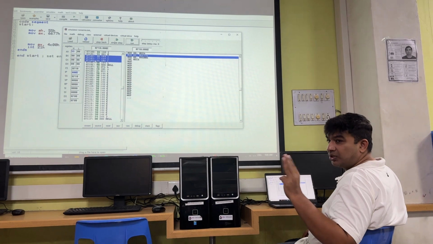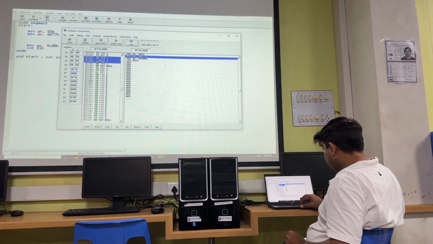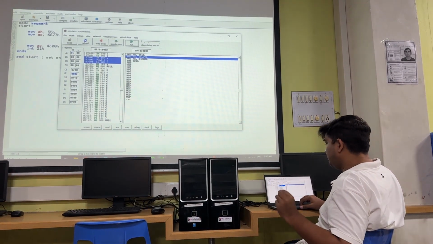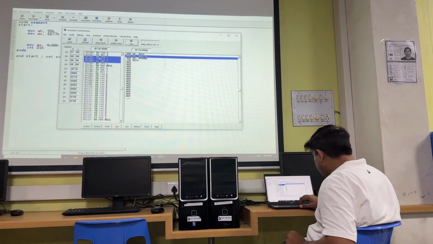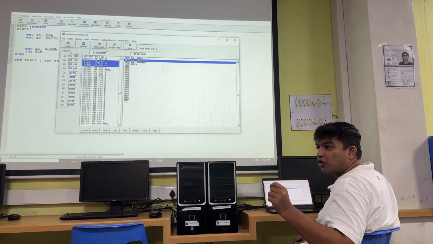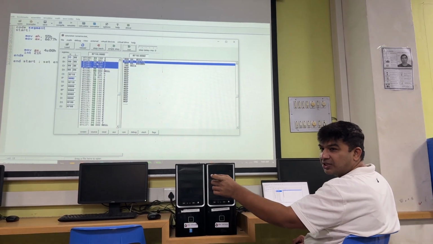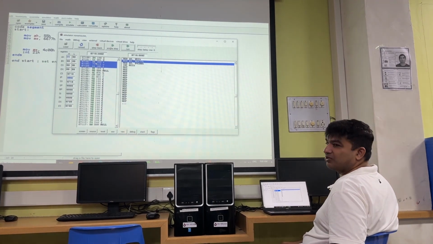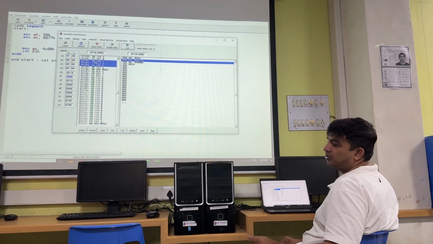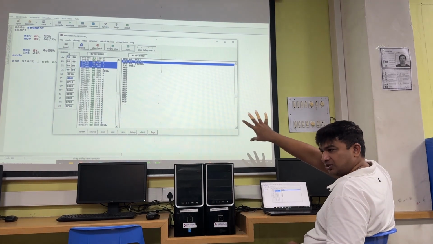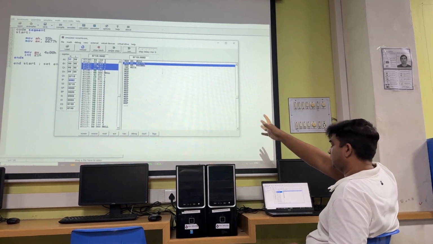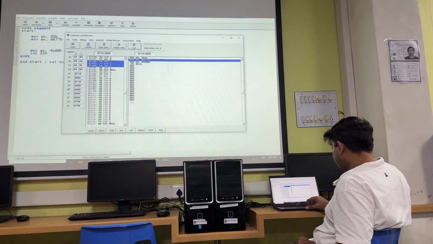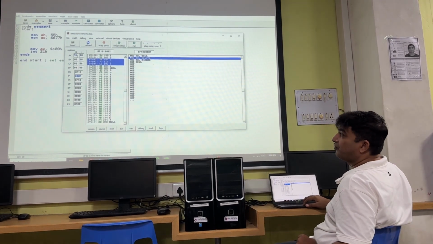Understand? Yes. So 66, 77 is my data and B8 is my opcode for that move instruction. Understand? Yes. So move AX, 6677H is a 3-byte instruction. If someone asks you, you can say it from this diagram itself. Yes, look from this. Now check your AH. It contains 55.